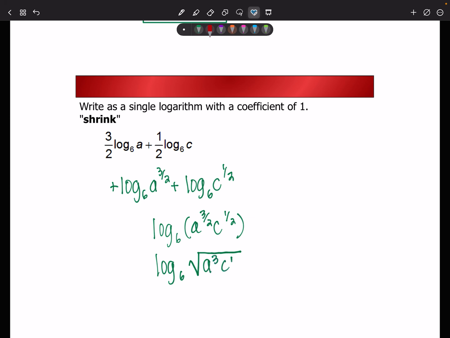So let me show you what happened here. The a cubed, c to the 1st, and then the square root is right there. So that would be our answer: log base 6 of the square root of a cubed c.